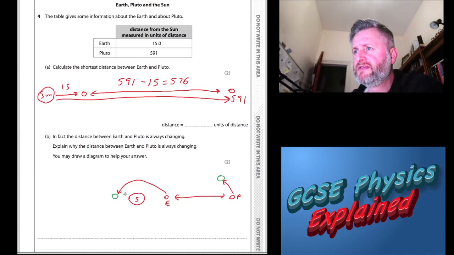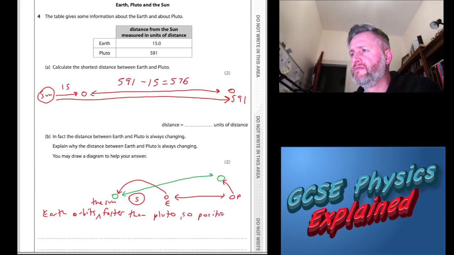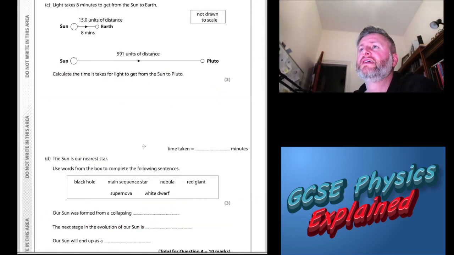So now you can see the distance is much bigger than it was. So Earth orbits the Sun faster than Pluto. So the positions of Earth and Pluto relative to each other change.